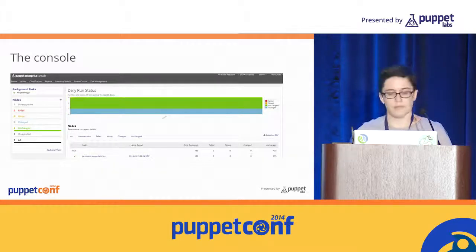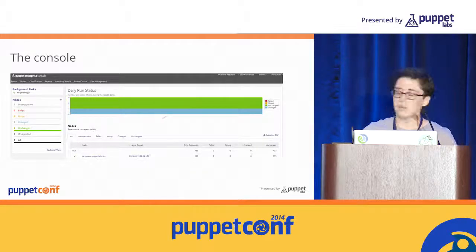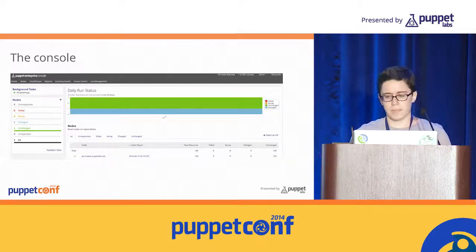So this is what I see when I bring up the console for the first time. As you can see, I have a master, cleverly named PE master. And you can see that this master has run a couple times. This is what this graph is showing you. It had a first run where it had some changes. That's the blue. And since then, it has been running without changes. So that's great. That seems good.